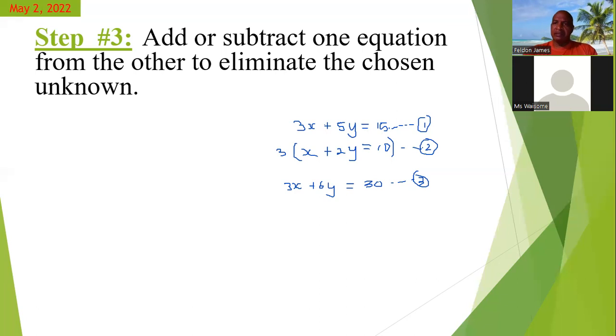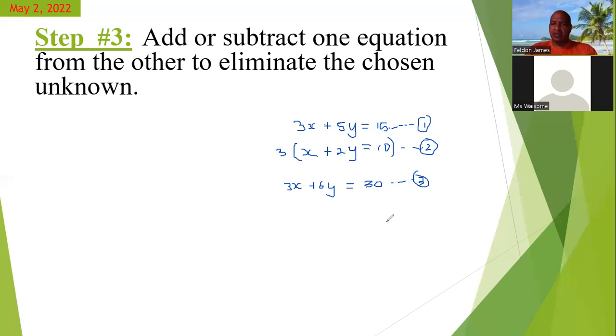Anybody want to answer? Subtract, sir. All right. Why do you subtract? Because we want to eliminate x, sir. So 3x minus 3x is going to be 0. So that means x has been taken out of the equation.